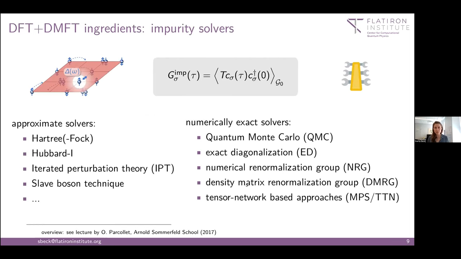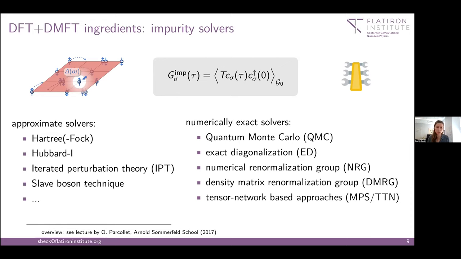Okay, so now we have all the ingredients. What we need to pick is an impurity solver. So we talked a little bit, Antoine and the audience, we already discussed this a little bit. So here I'm using this image of wrenches just to demonstrate that there's not a one size fits all kind of impurity solver. They all have regimes where they work very well, and they all have regimes where they don't work so well. But yeah, this is really a zoo of different solvers.